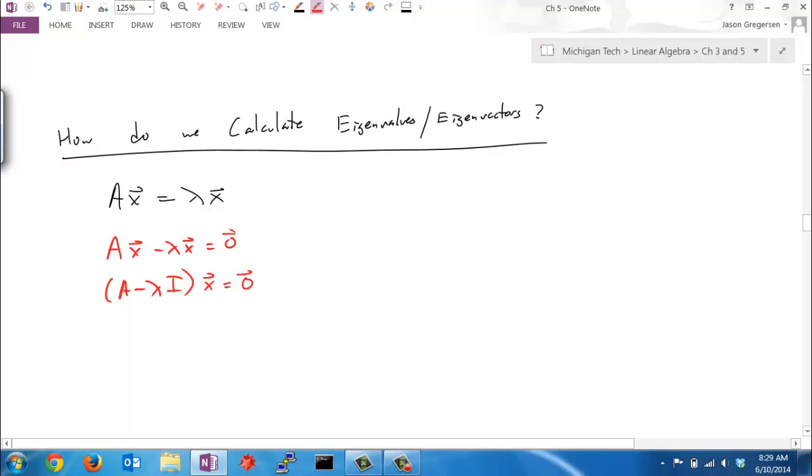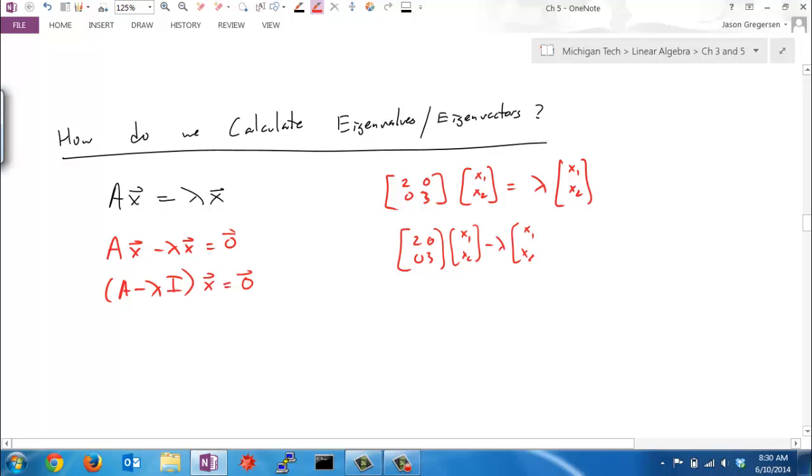And there you might have a little question like, hey, where did that identity matrix come from? It kind of makes sense where it comes from if you just write it all out. So kind of as an example, let's just do what we had before. 2, 0, 0, 3. I'm going to put an x1, x2 in here, saying that's equal to some number times x1, x2. When I subtract them over, that looks like this. A times x1, x2, minus lambda times x1, x2 equals my 0 vector.